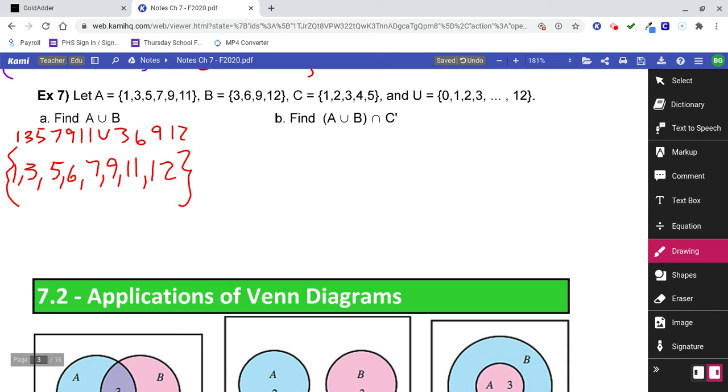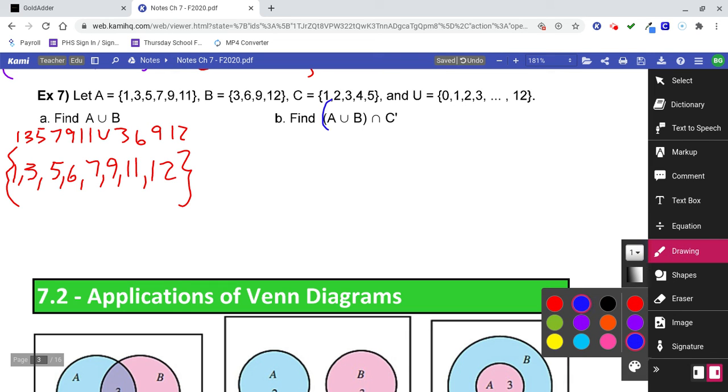Part B is a little bit harder, and students struggle because they don't recognize that this is just an order of operations problem. Parentheses act like they always act. Okay, do that first. Do the parentheses first. So inside parentheses, I see the union of A and B. Well, we just did that, right? The union of A and B from the last problem, 1, 3, 5, 6, 7, 9, 11, 12. We literally just did that one.